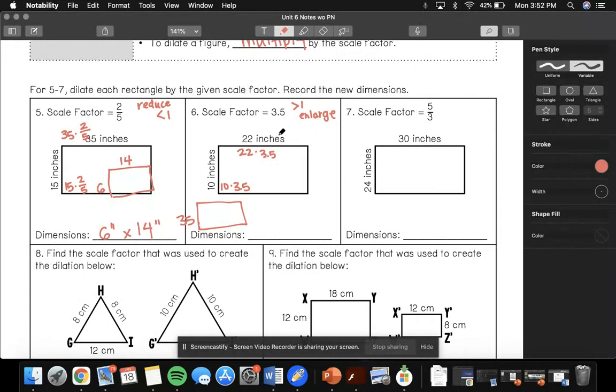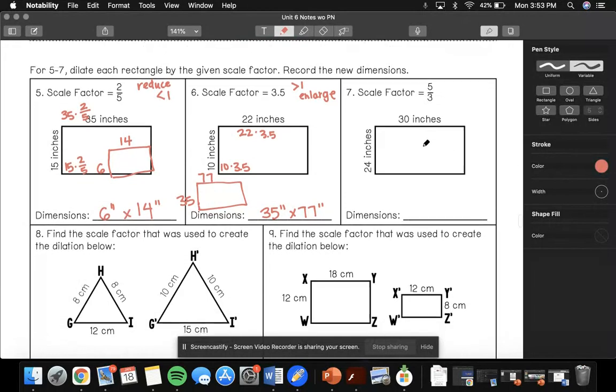Times 3.5, and I get 77. Okay, so the new dimensions of this rectangle is 35 inches by 77 inches. Again, I noticed that they are larger because the scale factor enlarged them.